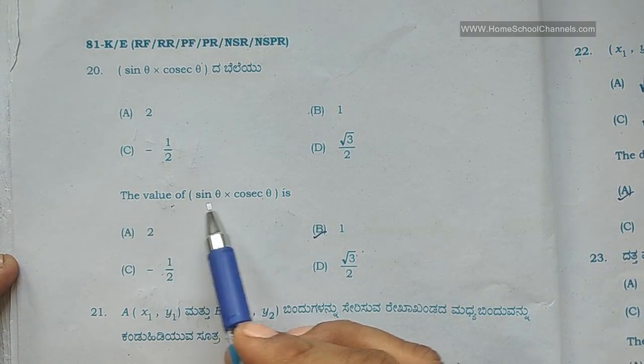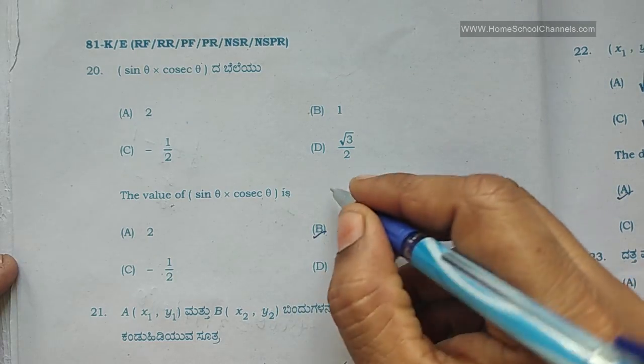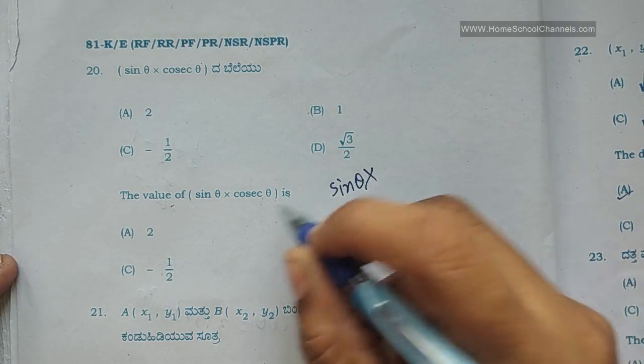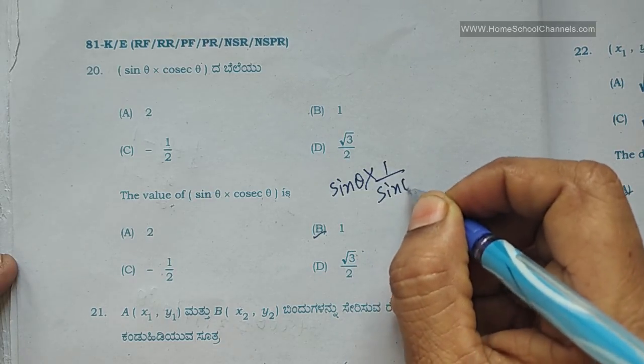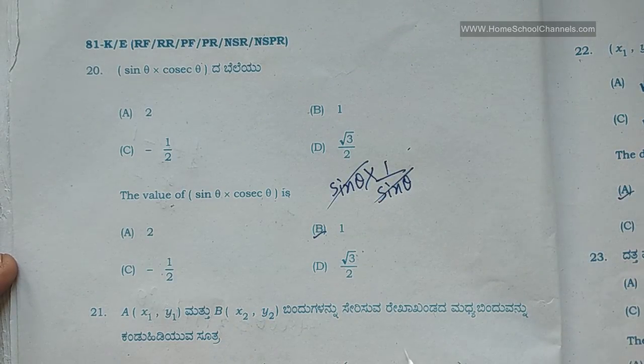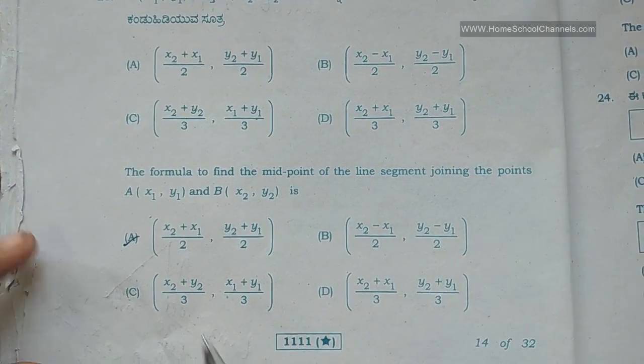20th one, the value of sine theta into cosecant theta is, very simple, cosecant theta is nothing but 1 by sine theta. Cancel, 1 is the answer. Option B is the right answer.